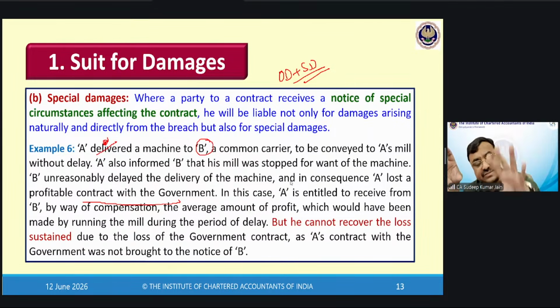But if in this case, A had informed B about the government contract at the time of the contract between A and B, then he can claim the loss also.